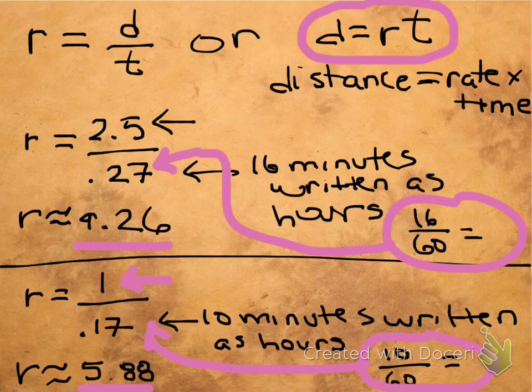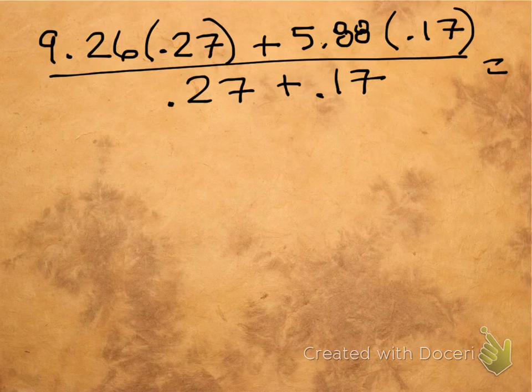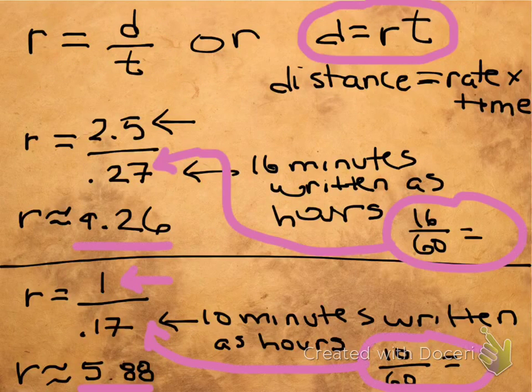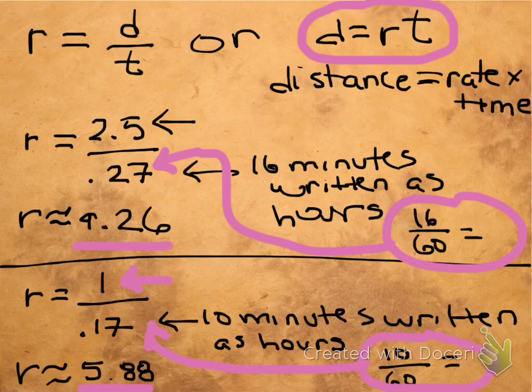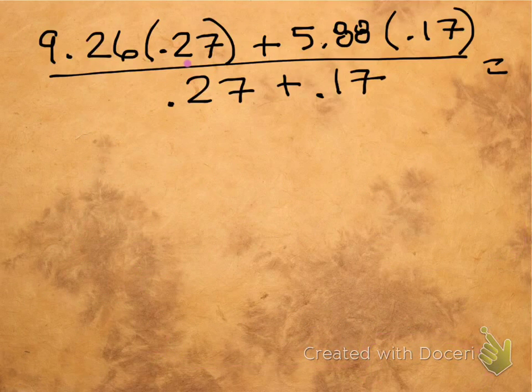Now, that is not my answer yet, because I have two separate rates. Here's where the weighted average comes into play. I found my two rates, and if I move to the next slide, I have my two rates included. Notice I have 9.26 there, but then I multiplied it by the minutes in terms of hours, so that's where the 0.27 comes into play. Then I have my other rate, 5.88, and again I multiplied it by the minutes in terms of hours, which was the 0.17.